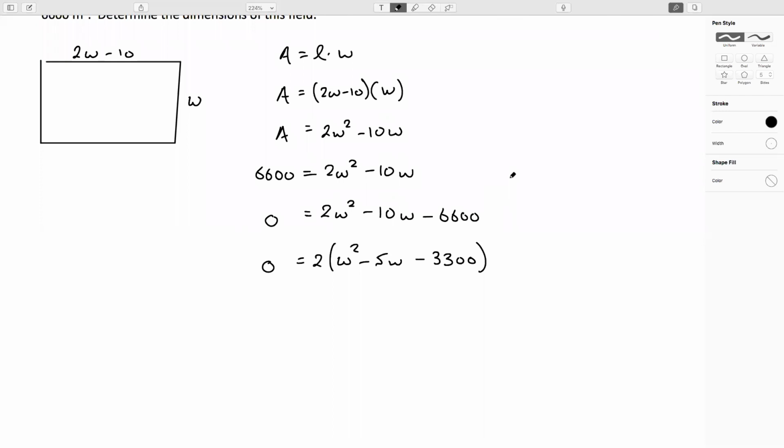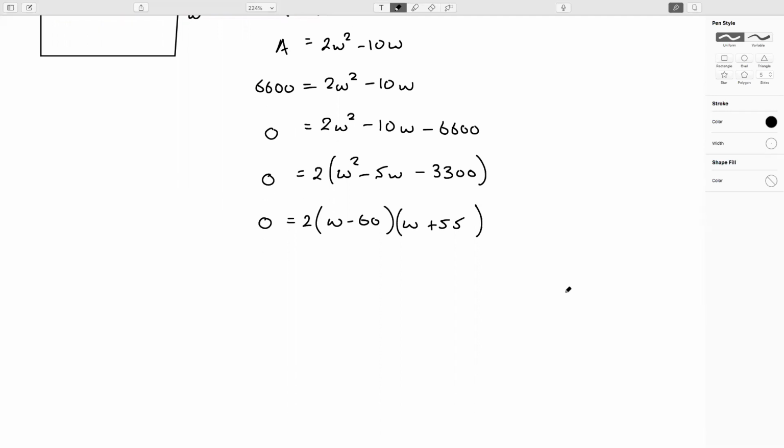60 and 55, so I can write 0 equals 2 times W minus 60. And it's the negative that is the 60 because they have to add to negative 5. And the other one is going to be W plus 55. So now both sets of brackets are going to have to equal 0 to get our answers. First set of brackets, W minus 60 equals 0. Move the 60 over and we get a width equal to 60.